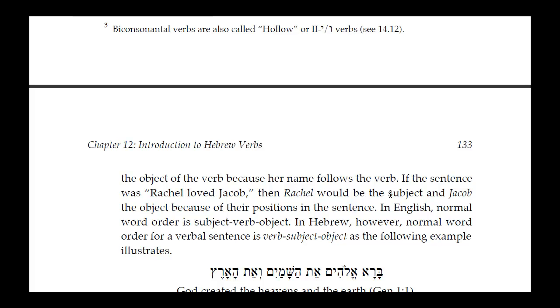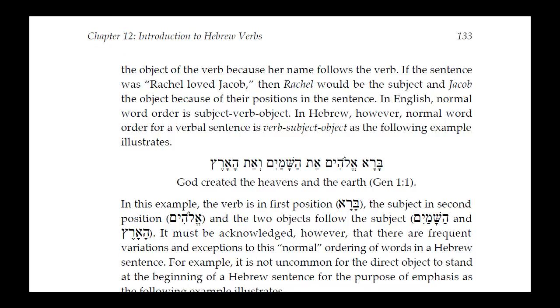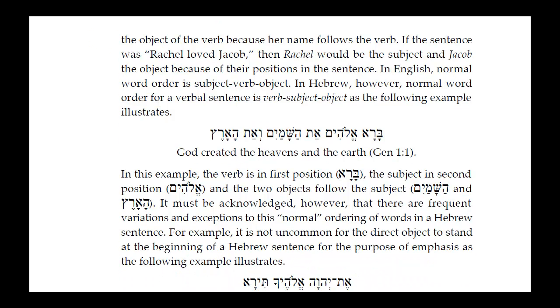In Hebrew, however, the normal word order for a sentence is verb, subject, and then object. And we'll get some examples here. In Genesis 1:1, we have bara Elohim et hashamayim ve'et ha'aretz. First we have the verb bara, then we have the subject, then we have the direct object of both shamayim and ha'aretz here. And so we see that there are frequent variations and exceptions to this normal word order in Hebrew.